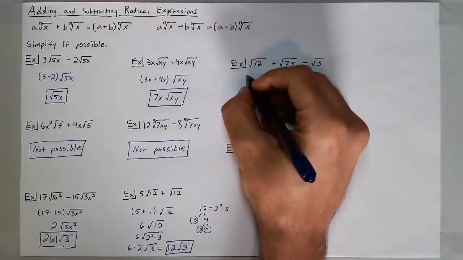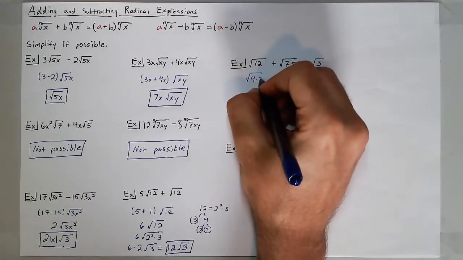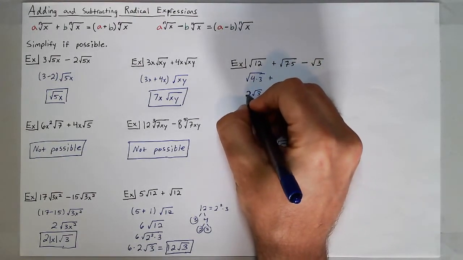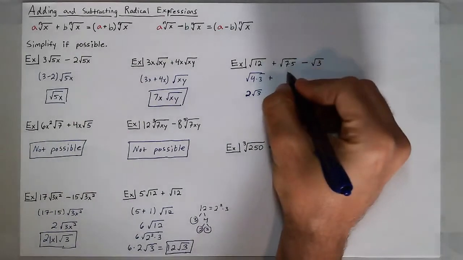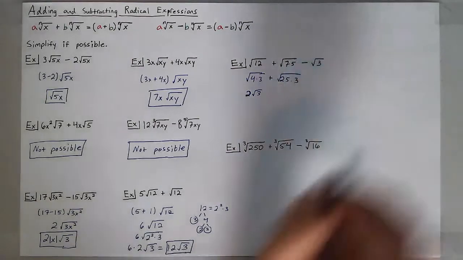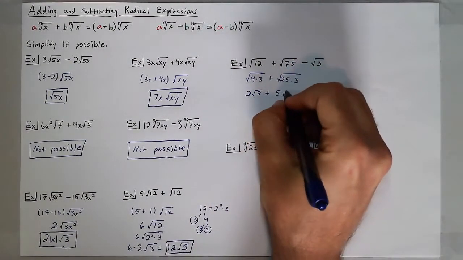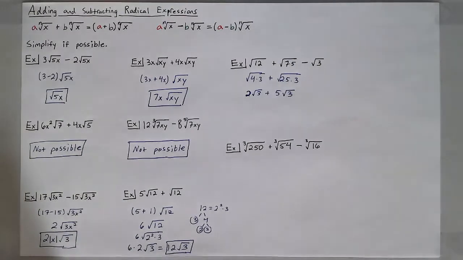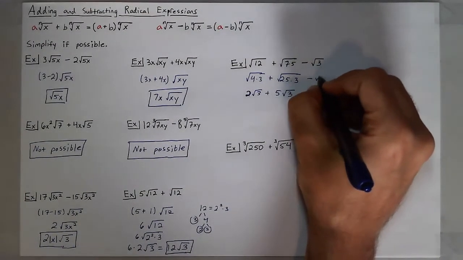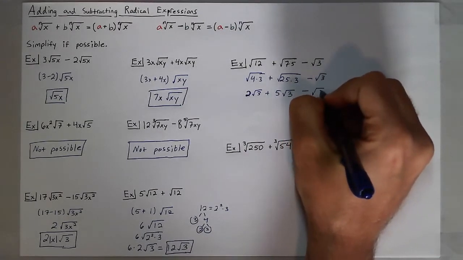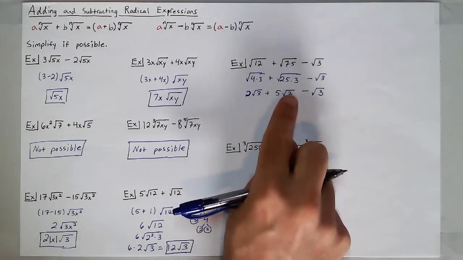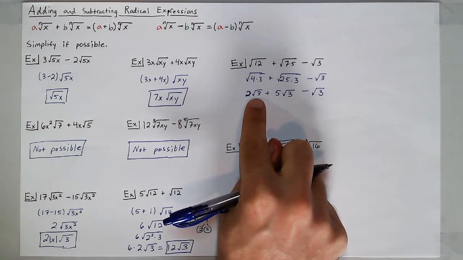The square root of 12, also known as 4 times 3, can be rewritten as 2 square roots of 3. Now 75 also has a perfect square in it. That's 25 times 3. The square root of 25 is 5. So we have 5 square roots of 3 when we simplify the square root of 75. And the square root of 3 does not have any more perfect squares in it, so I'll just carry that down. But now we'll see here we have 3 terms, and they all have the same index, and now that I've simplified, all the radicals have the same radicand.